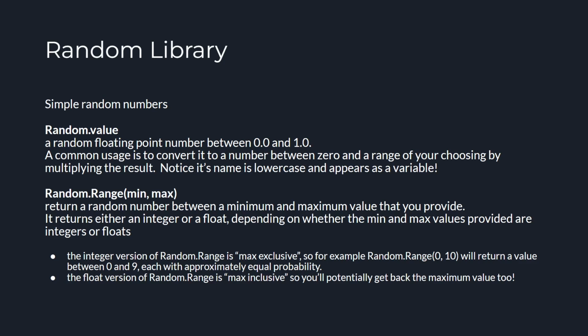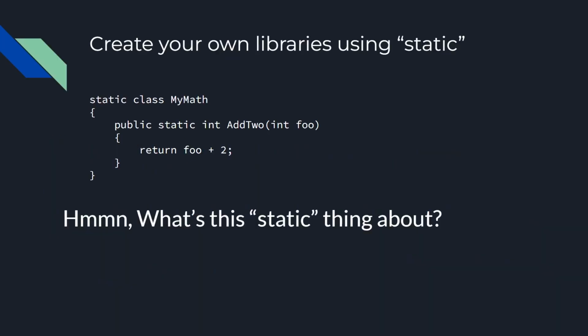The float version is max inclusive. You get the whole range. You will occasionally get 1.0 if you say 0.0 to 1.0, just like you would kind of expect.